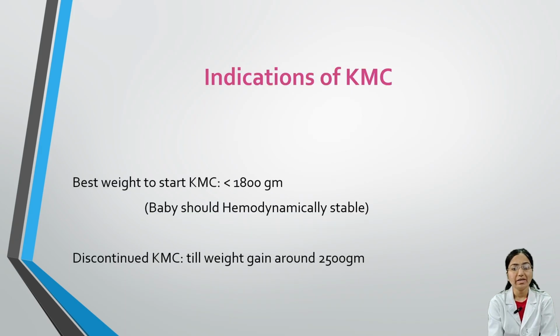Next, we'll see the indications of kangaroo mother care. Here, best weight to start KMC is less than 1800 gram. That is, baby should be hemodynamically stable. Weight gain around 2500 grams.